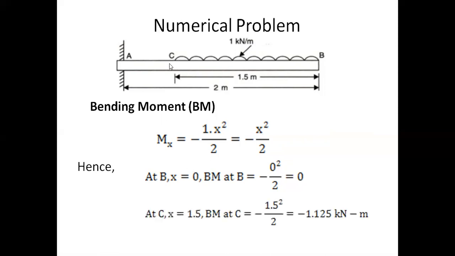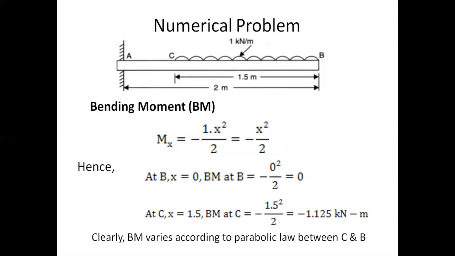Now the bending moment at C, that means at the end of this UDL, where x value is 1.5. Therefore, bending moment at C equal to minus 1.5 square by 2. We substitute x value as 1.5. When we calculate, multiplying 1.5 into 1.5 by 2, the value is minus 1.125 kilonewton meter. Kilonewton meters, because the load is given in kilonewton and the distance is given in meters. Therefore, the bending moment will be minus 1.125 kilonewton meters.